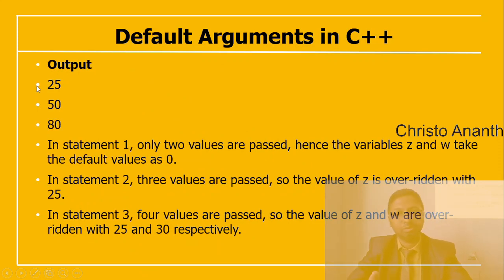In statement 1, only 2 values were passed, so the variables z and w take the default values of 0. In statement 2, 3 values were passed, so the value of z is overwritten with 25. And in statement 3, 4 values were passed, so the values of z and w are overwritten with 25 and 30. So this is how the overriding procedure takes place.